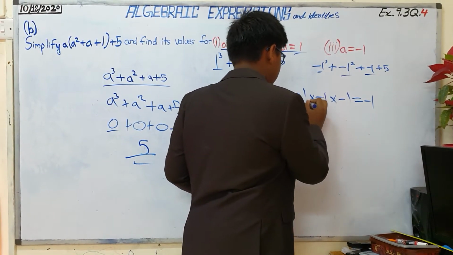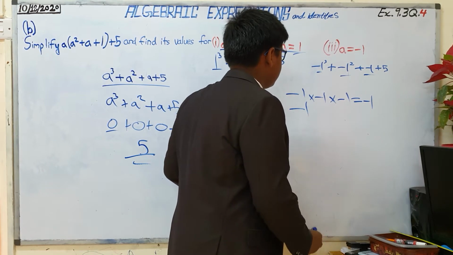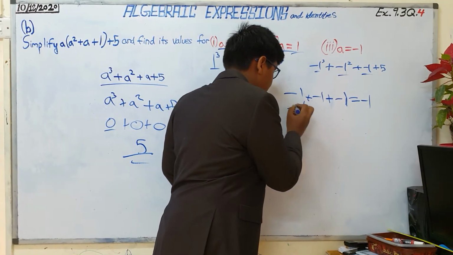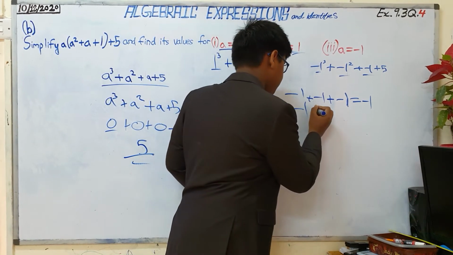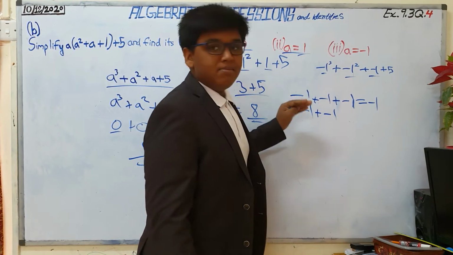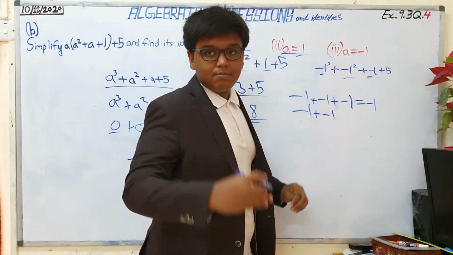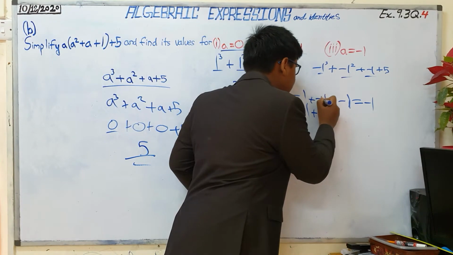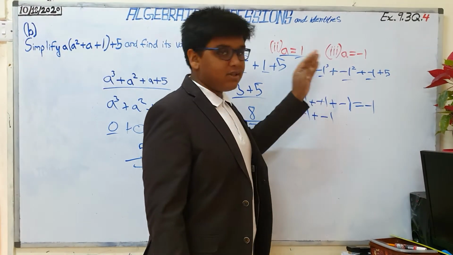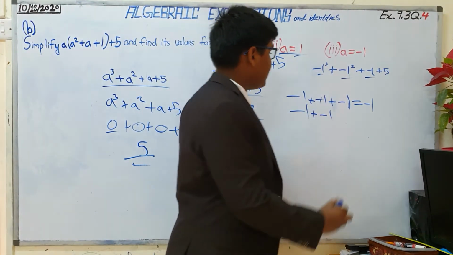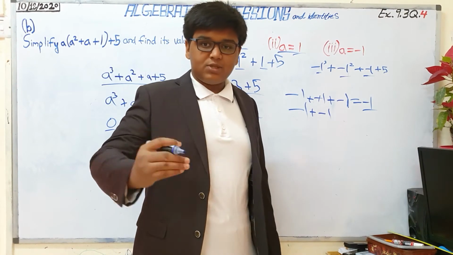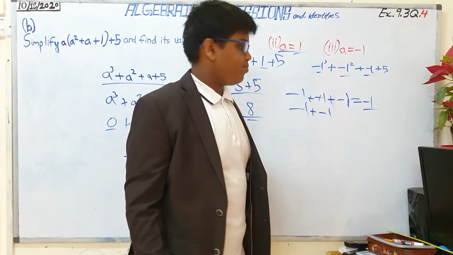Then let's write it square. So minus 1 plus minus 1. Here what we did, minus 1 plus minus 1 equals plus 1. And now here we have plus 1. But when we are going to add it with the negative 1, we are going to get negative 1, because plus negative plus positive equals negative.